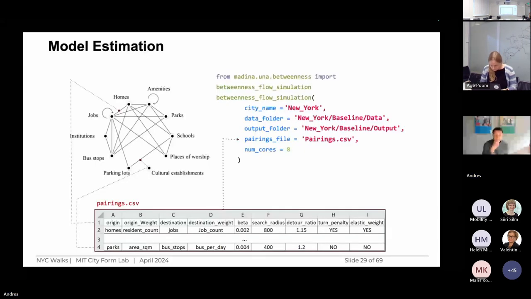We then proceeded to estimate these types of trips for many trip types, not just homes to subways, but trips between homes to jobs, homes to bus stops, or homes to schools, parks, institutions, cultural establishments, amenities, and a large matrix of different trip types. In Madina, these can all be automated by feeding in what's called the pairing table, shown on the bottom of the slide here, where we can designate the kinds of origins that are available as individual data layers, GeoJSON files usually, and then the destination types. And we also have to include certain variables that go into these models. And then Madina will proceed to estimate the distribution of these trips in an automated manner.